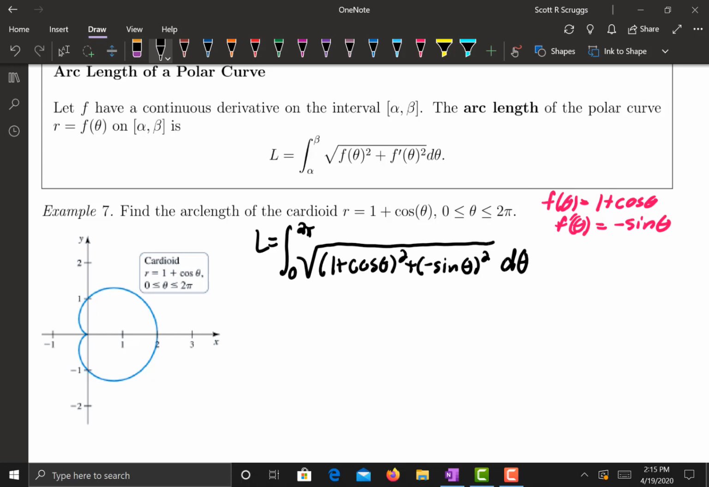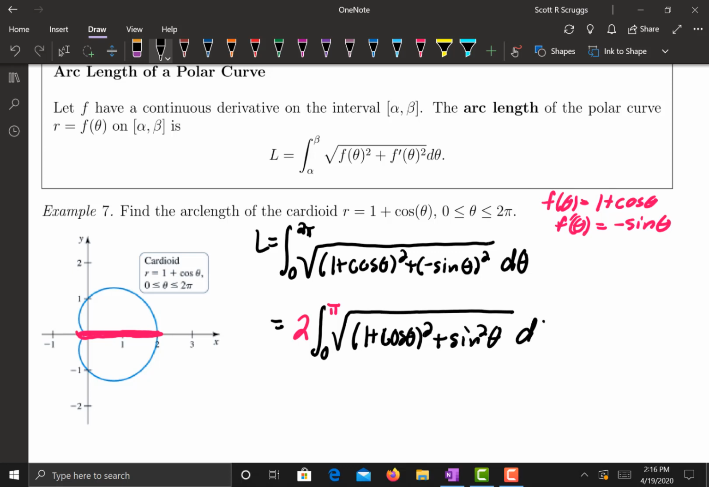So the first thing that I'm going to note is the following. I am symmetric about the horizontal line, and because of symmetry, I can rewrite my integral as 2 times the integral from 0 to pi of the square root of what's inside here. So it's 1 plus cosine of theta squared. And because of that negative, I'm just going to go ahead and change that to sine squared of theta, d theta.